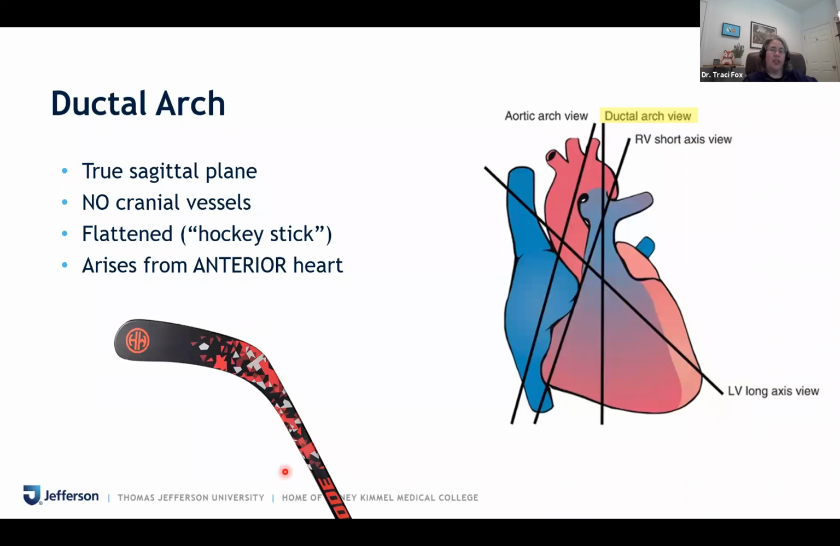Here's what a hockey stick looks like. Sometimes the ductus arteriosus is called the hockey stick view because here's the descending aorta, and the ductus is flatter than what we see with the aortic arch. Notice the ductal arch view is true sagittal plane.